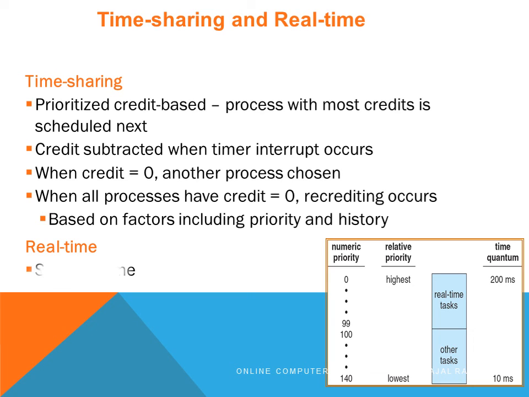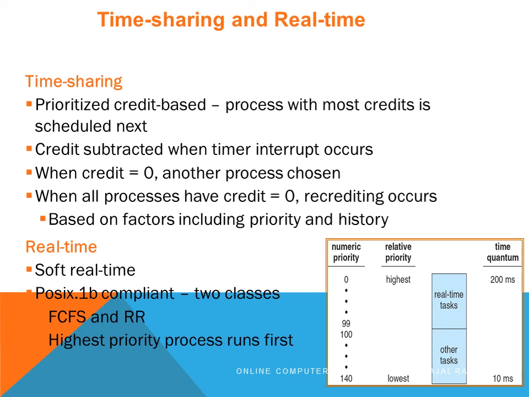Now, what is real-time scheduling? In soft real-time, two classes are there: FCFS and round robin, and the highest priority processes run first. In soft real-time also, the highest priority runs first, as I already discussed. Otherwise, there are some classes of real-time, FCFS and round robin, mainly scheduled between these.